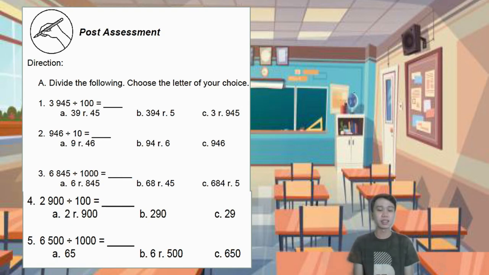Number 3, 6,845 divided by 1,000. A, 6 remainder 845. B, 68 remainder 45. C, 684 remainder 5. Number 4, 2,900 divided by 100. A, 2 remainder 900. B, 290. C, 29. Number 5, 6,500 divided by 1,000. A, 65. B, 6 remainder 500. C, 650.